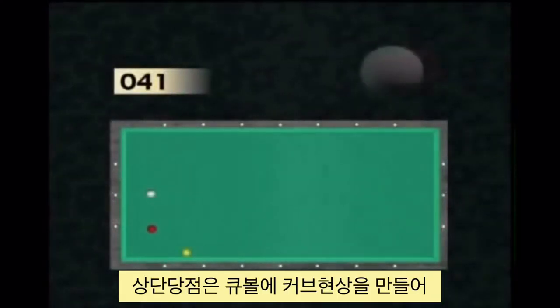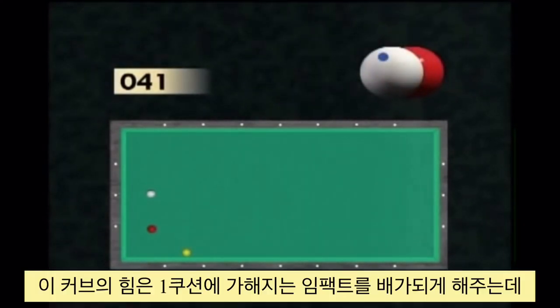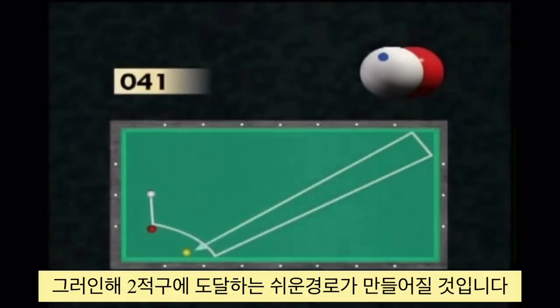Hitting high here makes it possible to run around the yellow ball easily. This curve also allows you to modify the impact on the first cushion, and so to find a good course via three cushions.